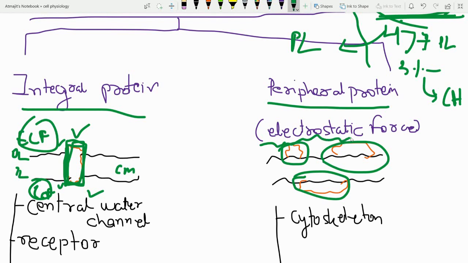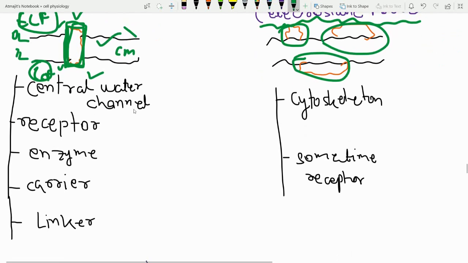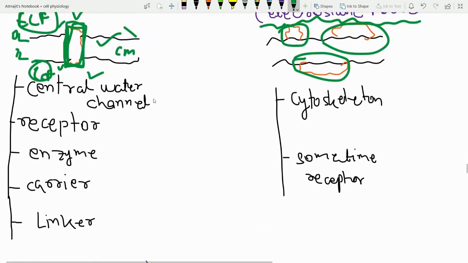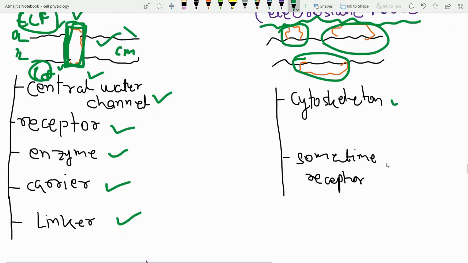These are very loosely attached with electrostatic force. They can detach from the cell membrane by a change of pH or temperature. With just small forces they can detach, but integral proteins cannot. Let's learn about how many types of these proteins there are. The integral proteins are central water channel, receptor, enzyme, carrier or linker, and the peripheral proteins are cytoskeleton, or sometimes the receptor.